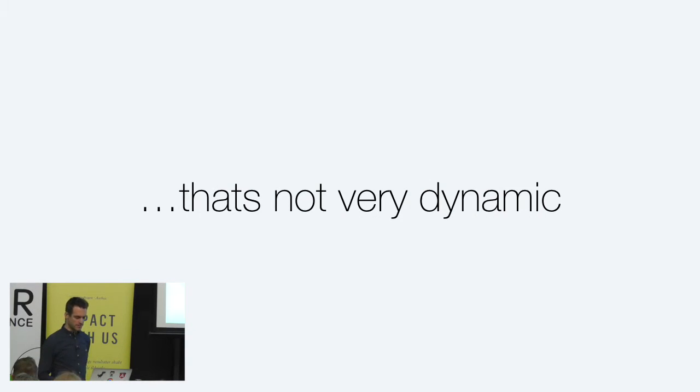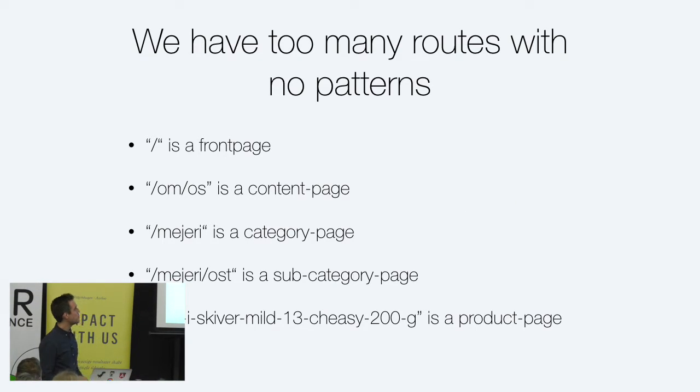That's not very dynamic, because we have to know all the routes. We have a lot of different routes. Maybe just / is a front page, and about us is a content page, or this is a category page, or a subcategory page, or a product page, or there's no real clear pattern. So you can't really do a regex that will find these efficiently for you and say this is this kind of template and this is that kind of template. So it doesn't really scale that well.